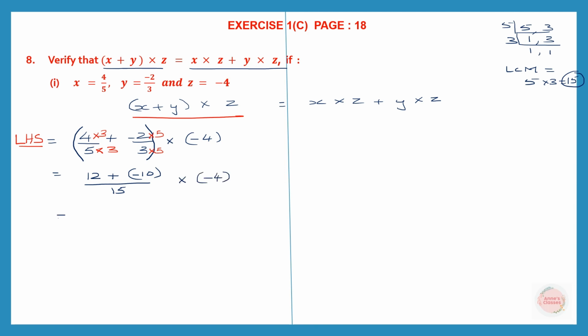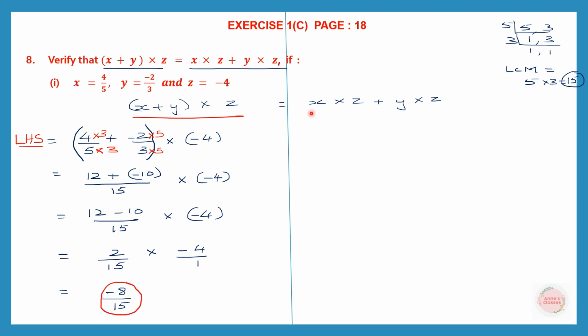So here what do we get? (12 minus 10) by 15 into minus 4. 12 minus 10 is 2, denominator is 15 into minus 4. Now minus 4, we can give it the denominator 1. There's nothing to be cancelled. So we multiply the numerators. Minus 4 into 2 is minus 8 and 15 into 1 is 15. So on the left hand side, we've got minus 8 by 15.